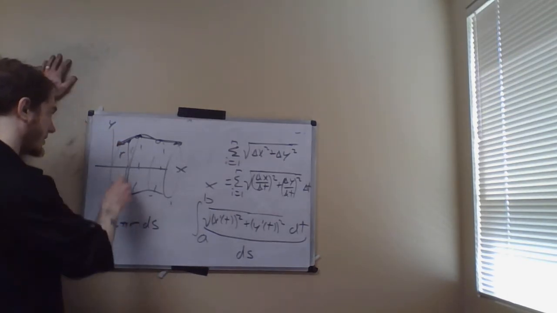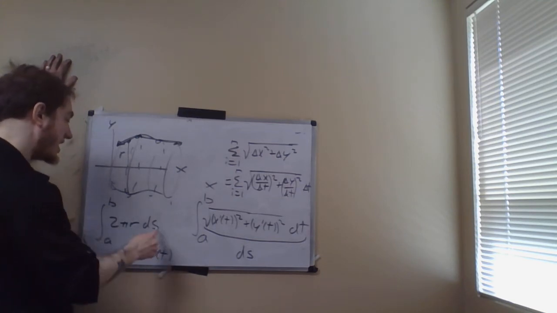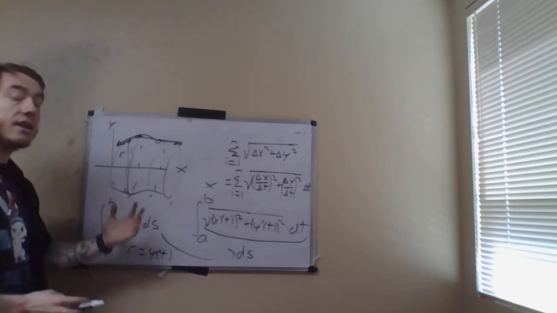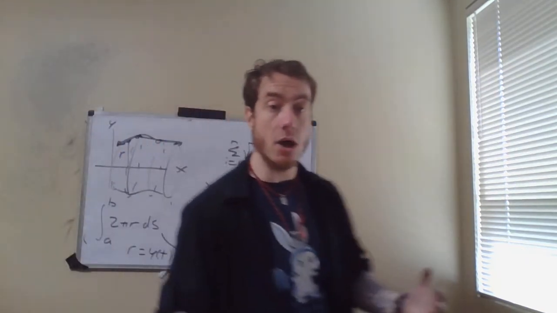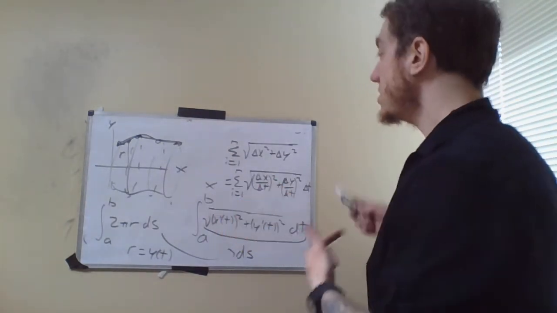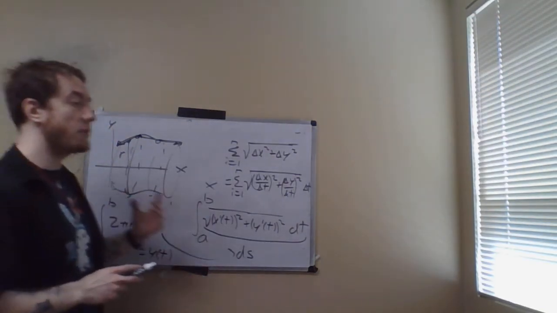In this case, I would say r is y, which is a function of t. And then I replace ds with this ds over here. And there we go. We've got our formula for surface area. Once again, to me, this is a much nicer formula than the stuff we've written down before.